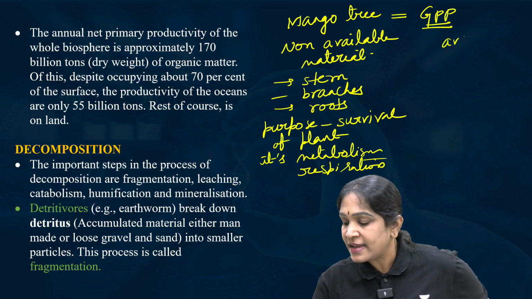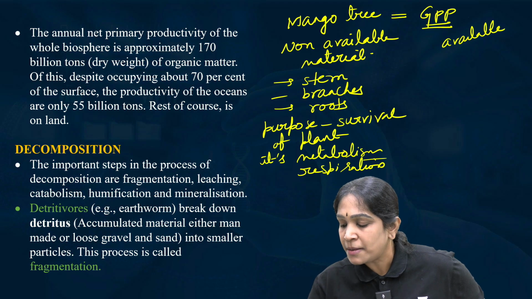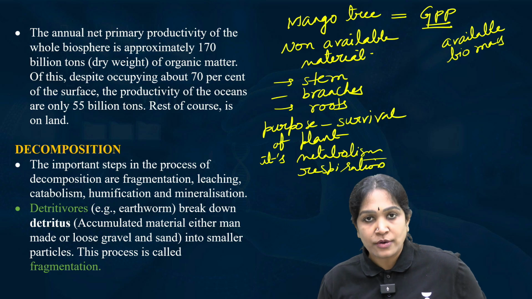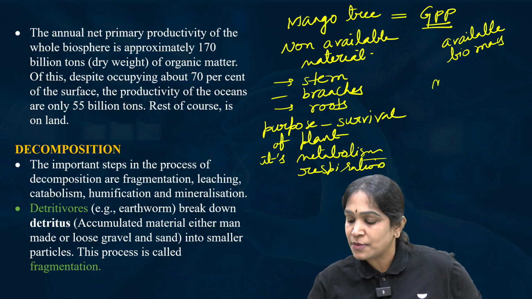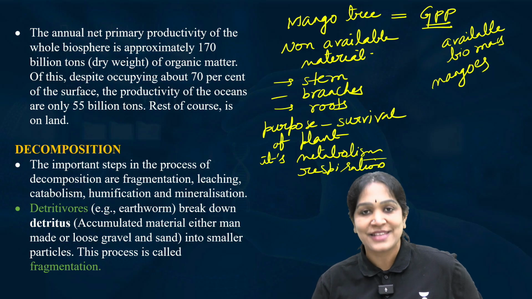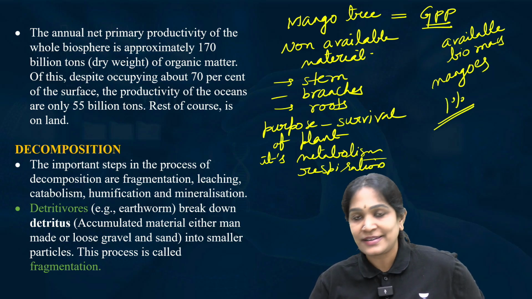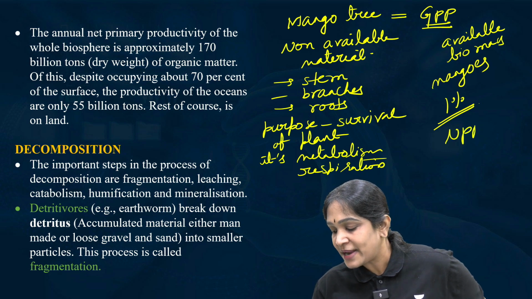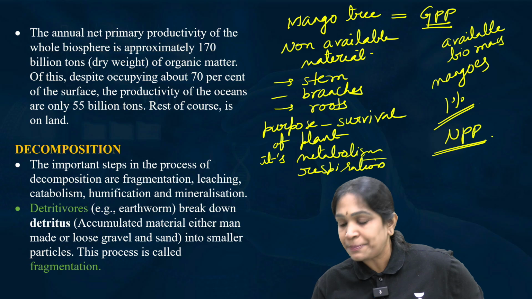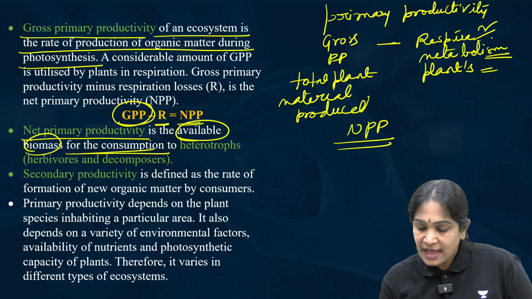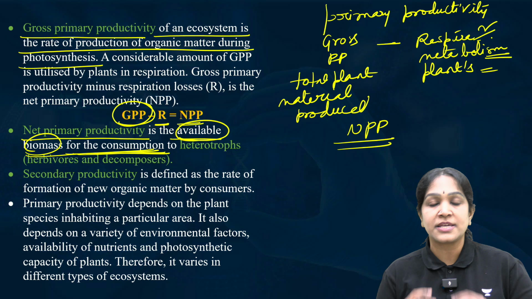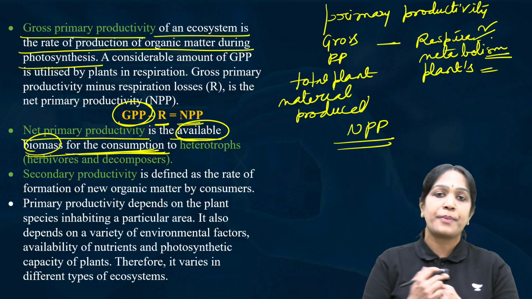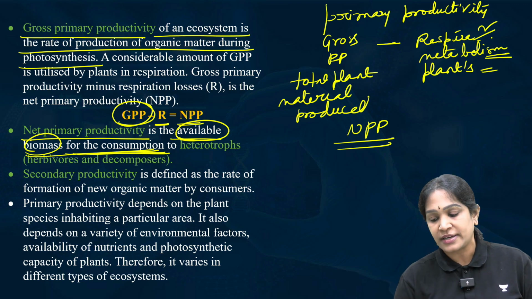Then what is the available part? What is the available biomass? In the example of a mango tree, the available biomass is only those mangoes, hardly 1%. This available biomass is called the net primary productivity. Net primary productivity is the available biomass for consumption. How much plant material is available for the consumers to feed upon? That is called net primary productivity.